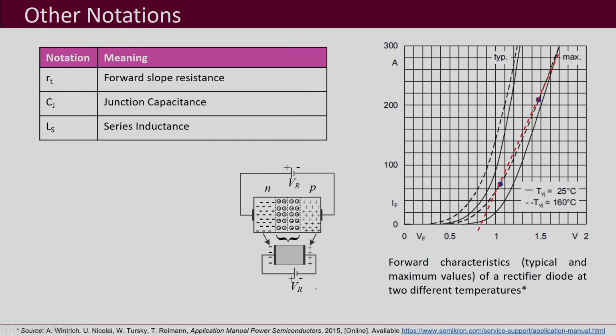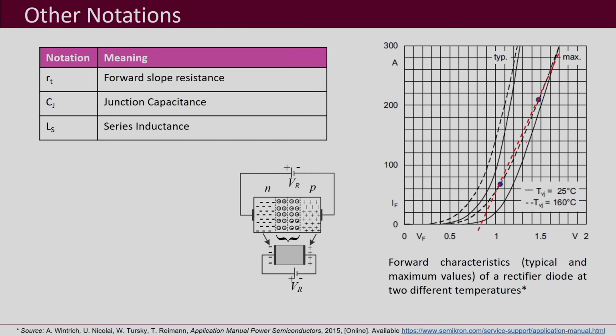Because all these losses lead to heating, and that heating increases the junction temperature, and you have limits on junction temperature. You have to operate the diode below the maximum junction temperature for safe operation. Then some other notation that is of importance in the data sheet is your forward slope resistance.